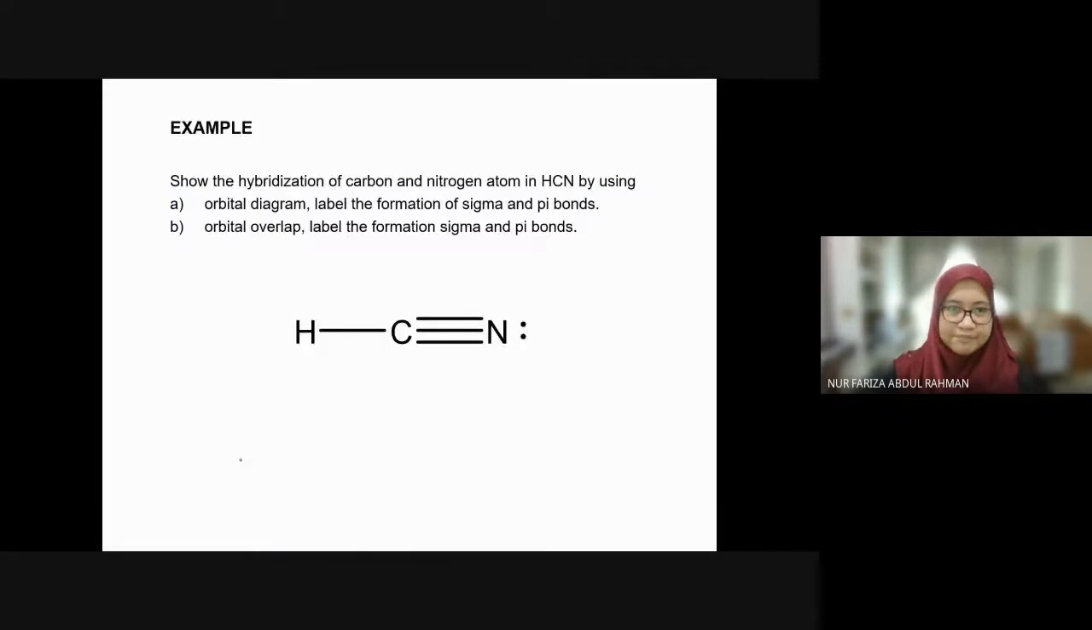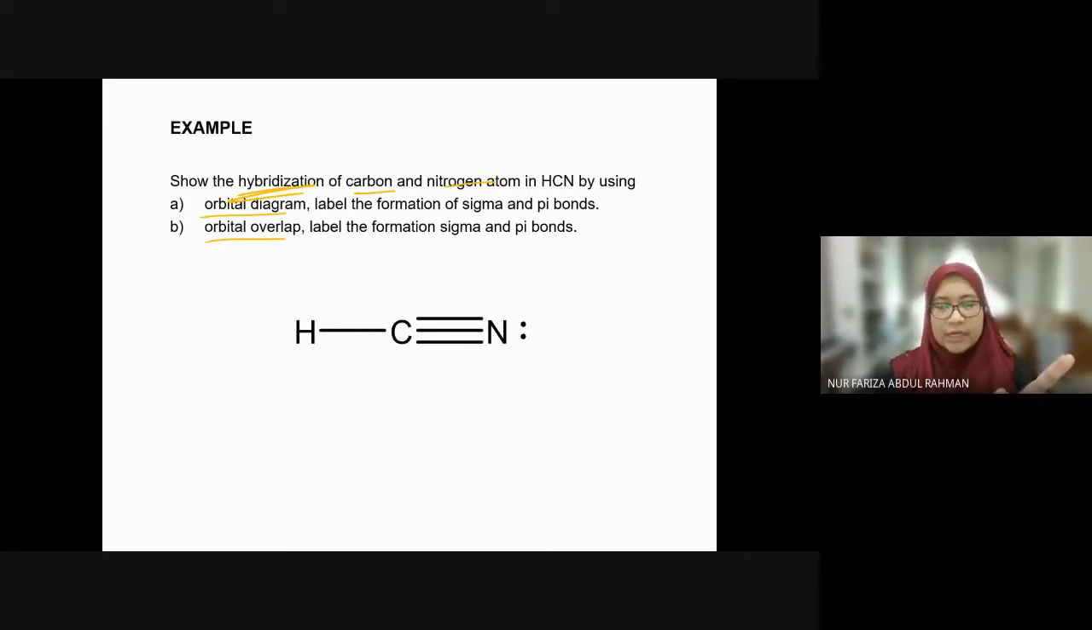Okay, and then we have an example. In the example, you have to show the hybridization of the carbon and nitrogen atoms in HCN by using an orbital diagram. So we have two questions here, in terms of orbital diagram and also orbital overlap. Then you have to label the formation of sigma and pi bonds for both questions.